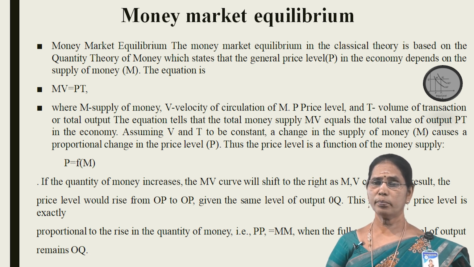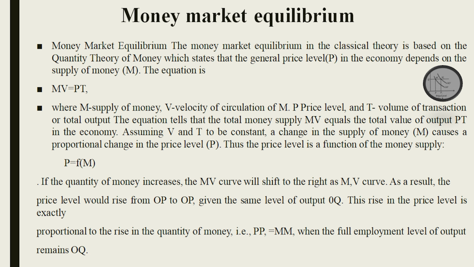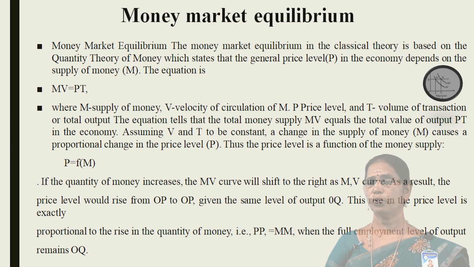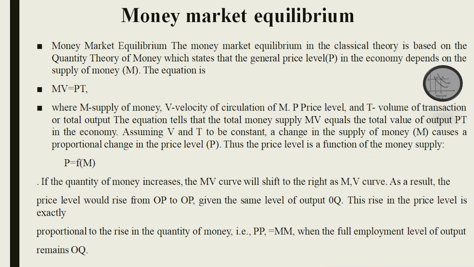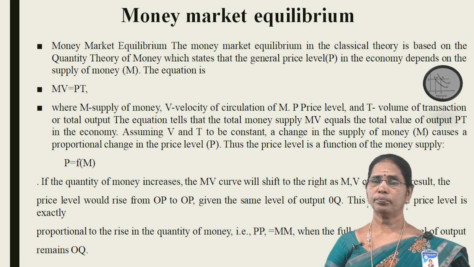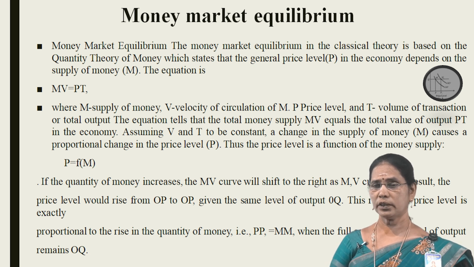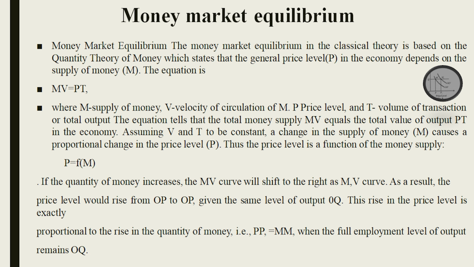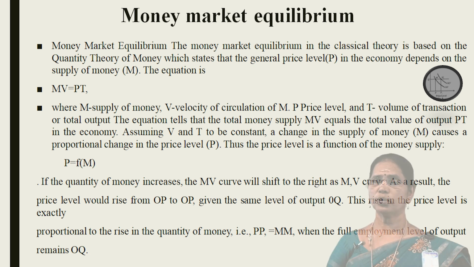If the quantity of money increases, the MV curve will shift to the right as the MV1 curve. As a result, the price level would rise from OP to OP1, given the same level of output OQ. This rise in the price level is exactly proportional to the rise in the quantity of money. That is, PP1 is equal to MM1, when the full employment level of output remains OQ.